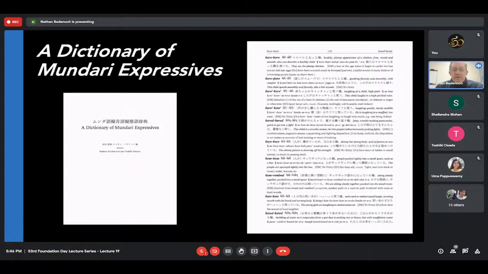When we started working, Osada had already compiled more than 1,000 expressives, and they had been given Japanese definitions, and there were examples provided. And in the project, we decided that we would go through all these to give English glossy English definitions and translate the examples as well to open up the information to a wider audience. And we produced the Dictionary of Mundari Expressives. As I mentioned, it's over 1,500 elements. Still growing, it seems, each time we work on something, we find more expressives.